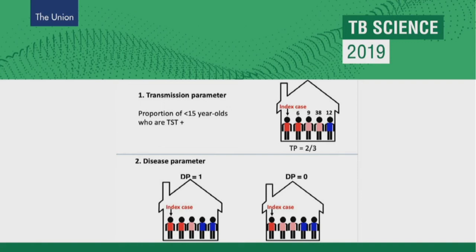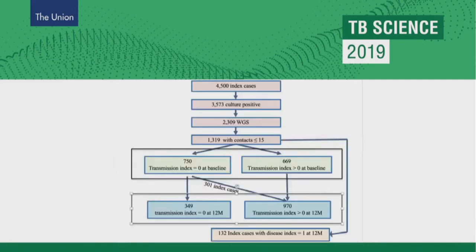And because we're concerned that people who are older may have been infected in the past and not due to the exposure in the household, we restricted this particular part of the study to people under 15 years of age. And then we also looked at a disease parameter, which is: did anybody in the household go on to develop disease, secondary cases of disease? And if they did, they were considered an event. If they did not, they were considered a non-event.